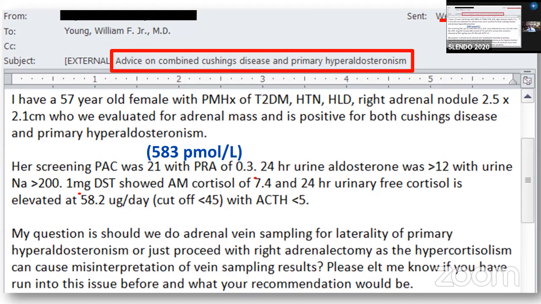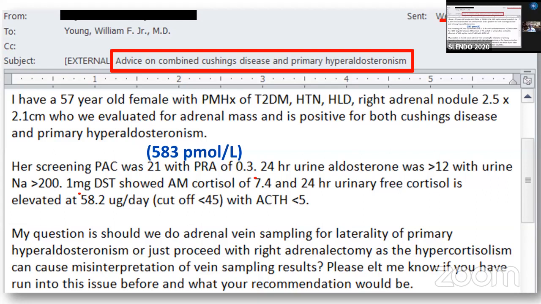Okay, here's an email from a couple weeks ago. Advice on combined Cushing's disease. I'm sorry, this is actually 2 years ago. Combined Cushing's disease and primary hyperaldo. I have a 57-year-old female, past medical history of type 2 diabetes, hypertension, hyperlipidemia, right adrenal nodule 2.5 by 2.1 cm, who we evaluated for adrenal mass and is positive for both Cushing's disease and primary hyperaldo. Her screening plasma ALDO concentration is 21, renin is low, 24-hour urine ALDO is greater than 12 with a urine sodium greater than 200.